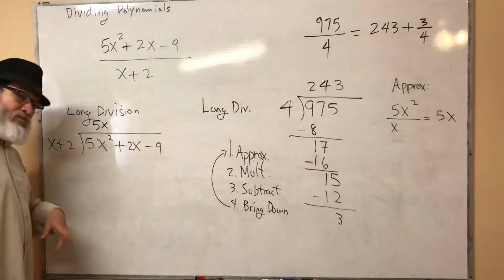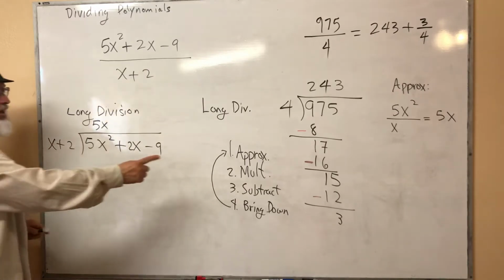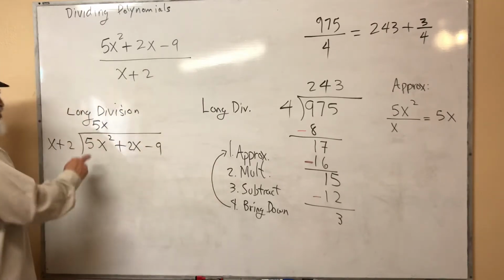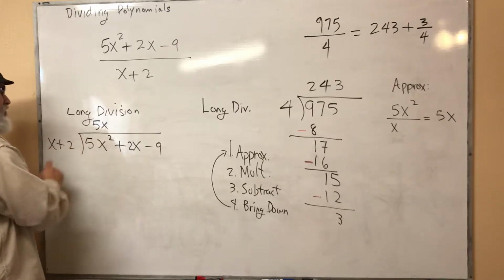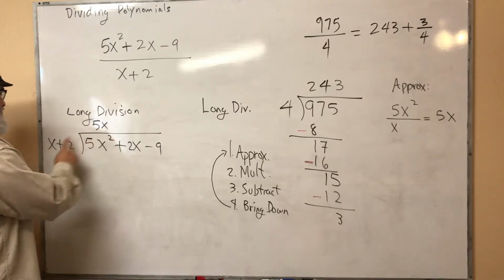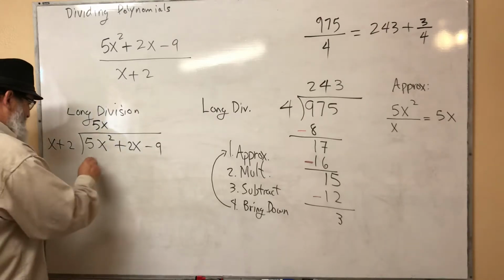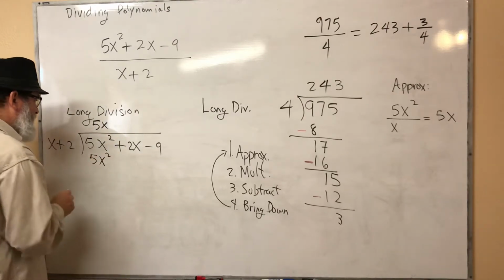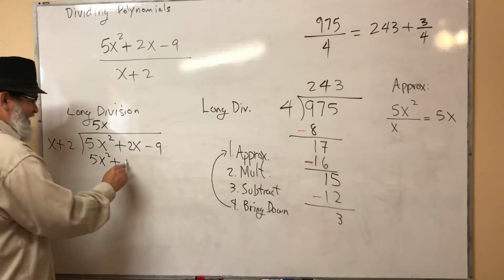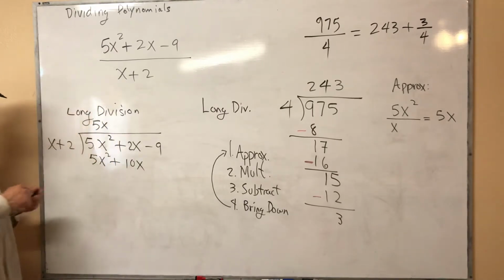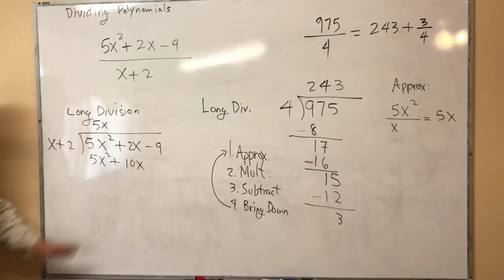Step number 2, multiply. So multiply the 5x times x and multiply the 5x times 2. What's 5x times x? 5x squared. What's 5x times 2? Plus 10x. Note, I line them up.